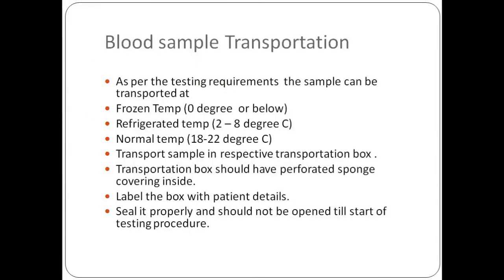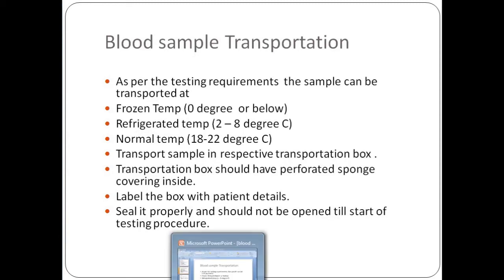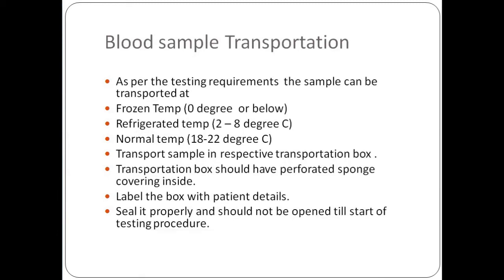The next step after blood sample collection is sample transportation. Blood sample transportation is very important because if it is not transported properly, there are chances of misleading results. As per the testing requirement, the sample can be transported at different temperatures such as frozen, refrigerated and normal temperature. Transportation is generally done in a transportation box maintained at the proper temperature depending upon the requirement. The transportation box must have a perforated sponge inside in order to avoid breakage of tubes.